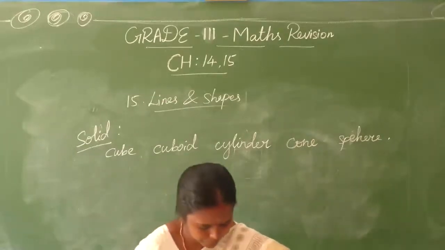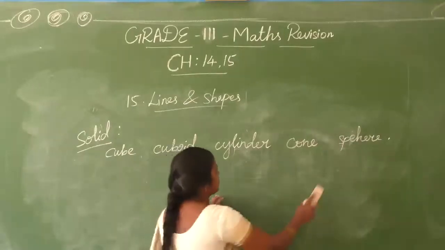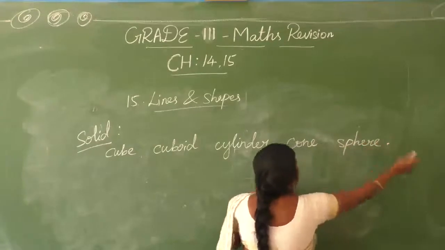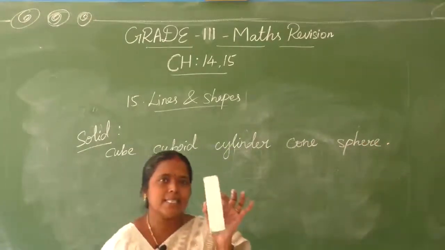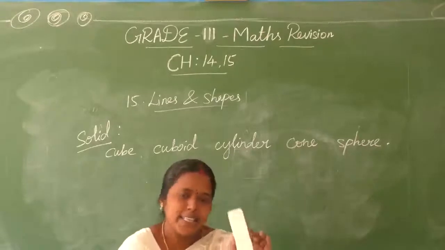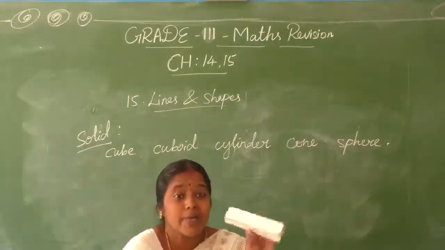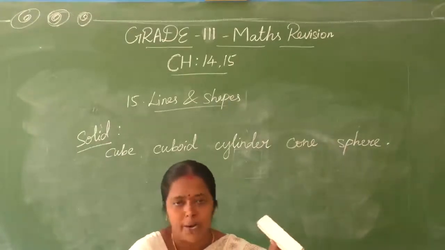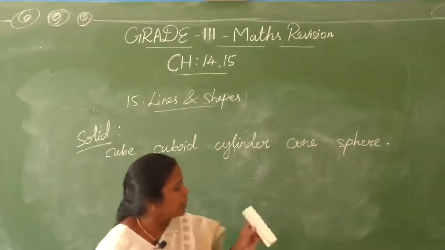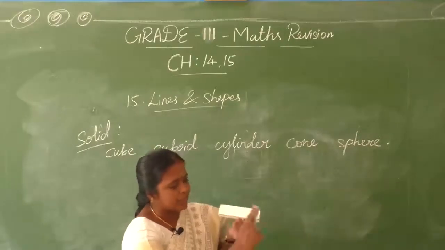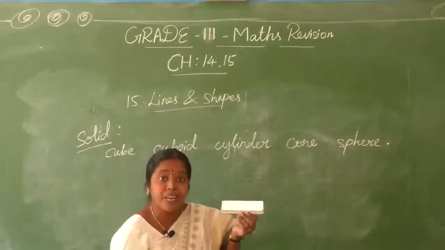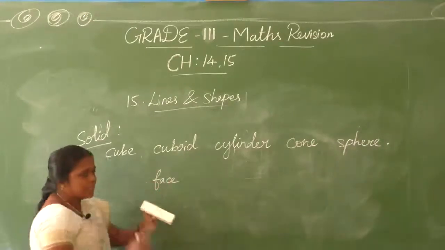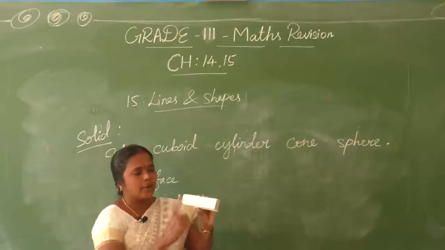See, what is it actually? You can say this is a duster. Yes, it is a duster only, but which shape does it contain? It is the cuboidal shape. This is the example for a cuboid. Understood, children? See, here the flat surface is called a face. F-A-C-E. Flat surface.